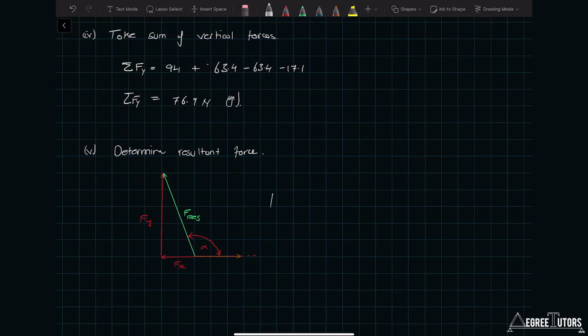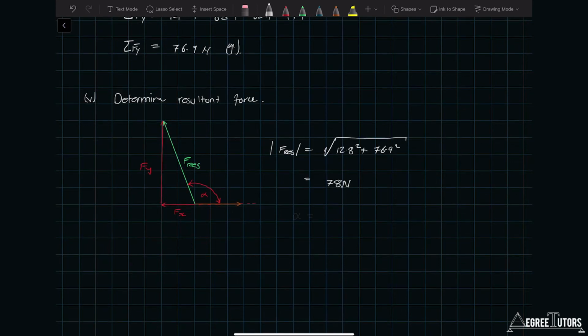I'm going to say the magnitude of F res is equal to the square root of 12.8 squared plus 76.9 squared, which is equal to 78 newtons. And now we want alpha. It's going to be made up of two parts, right? So it's going to be 90 degrees to get me around to here, and then whatever angle this is in here. So I'll say alpha is equal to 90 plus tan inverse of 12.8 over 76.9, which makes alpha equal to 99.5 degrees. Okay, so we're nearly there.